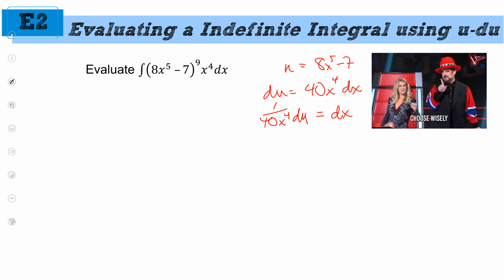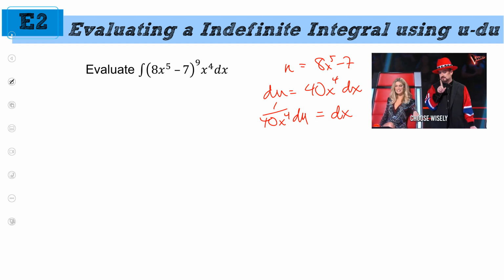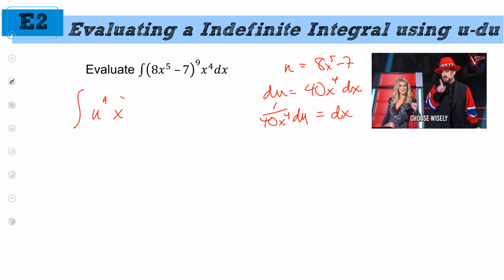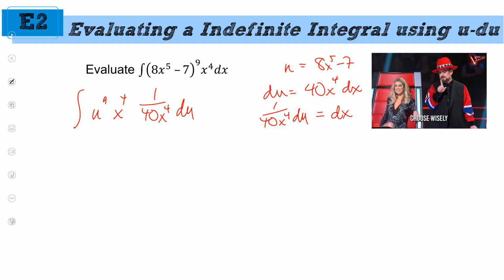So far, so good, but I think you see where this is going. I can get rid of the 8x to the fifth minus 7 because that's what she chose to be u. I can't get rid of that. I have no substitution there, but I can get rid of the dx. Oh, and look at that. This is bad. This is good.